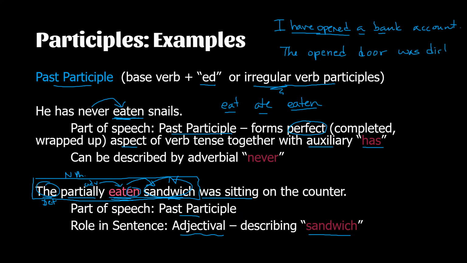I can then use it as an adjective in this sentence. The opened door was dirty. Okay, so here's my noun and here's my determiner. And so I have an adjective form in between the two. So this is the adjectival function of the past participle. I'd like you to try yourselves, so just stop the video and practice a couple sentences.